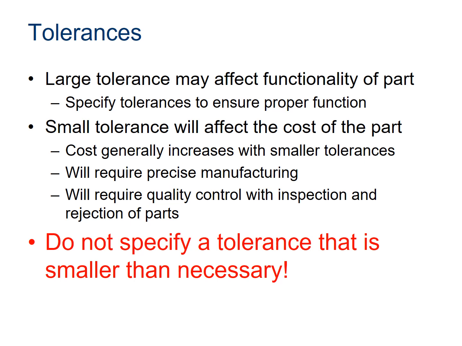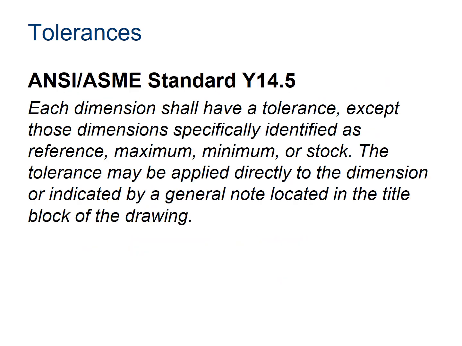It will require some extra attention. So that means manpower for quality control with inspection. And that could be physical inspection on the part of a person, or you have to buy a machine that inspects the part that will decide if we accept or reject the part. So you don't want to specify a tolerance that's smaller than necessary, because it will make your parts more expensive.